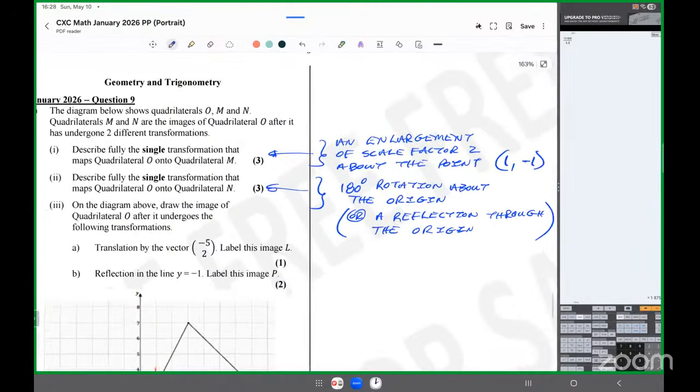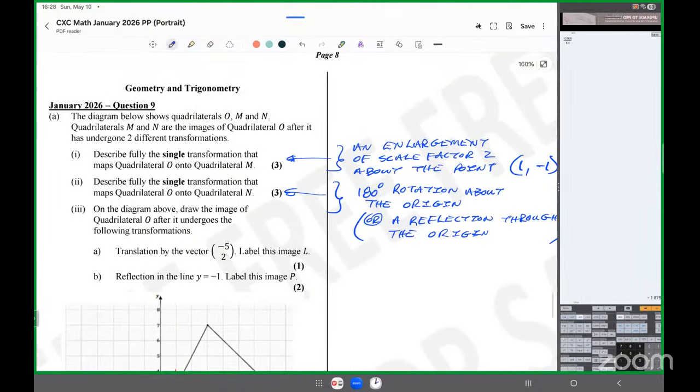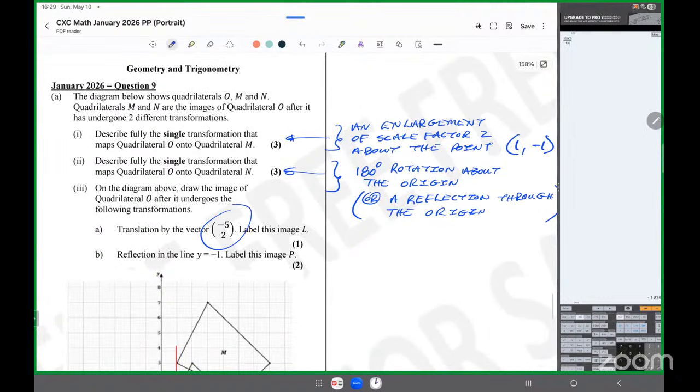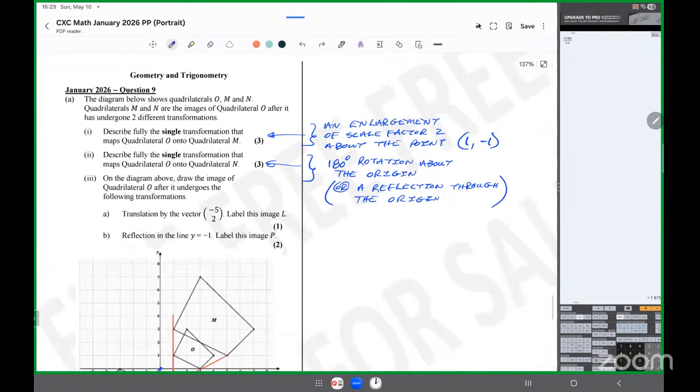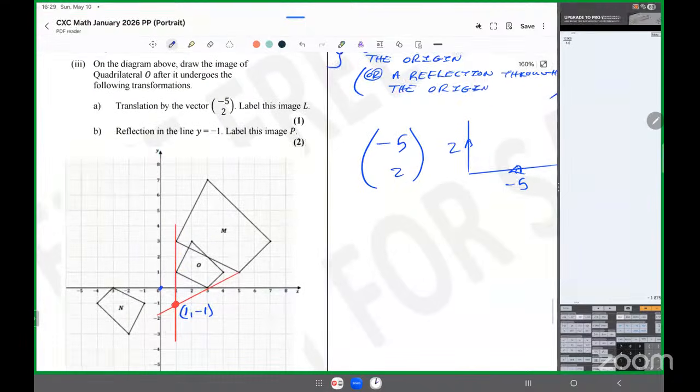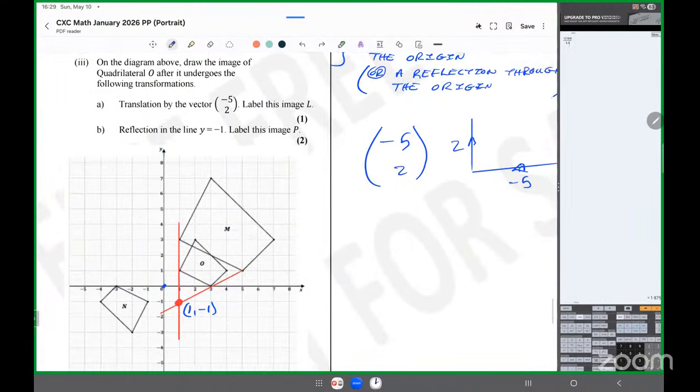All right, then down here it says, on the diagram, it says above, but it's actually below. Draw the image of O after it undergoes the following transformation. So we're going to do a -5, 2. So remember, -5, 2 means 5 to the left and 2 up. That's what it means. So moving this thing 5 to the left, 2 up.